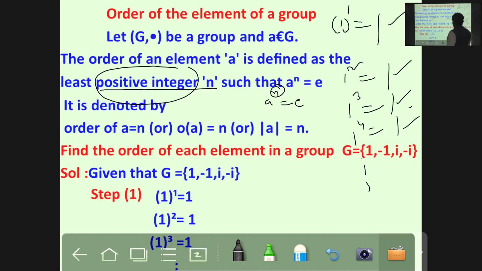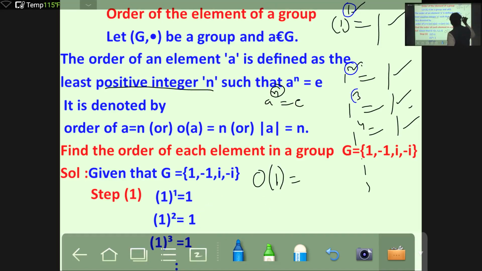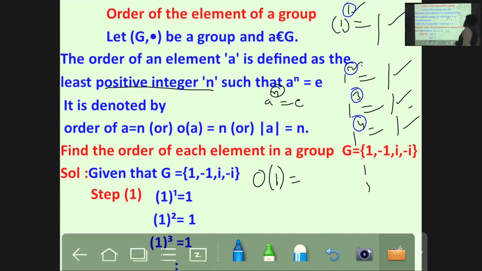But now what is the order of 1? By definition, the least positive integer. So 1, 2, 3, 4. What is the least positive integer? 1. Therefore order of 1 equals 1. Order of 1 equals 1.